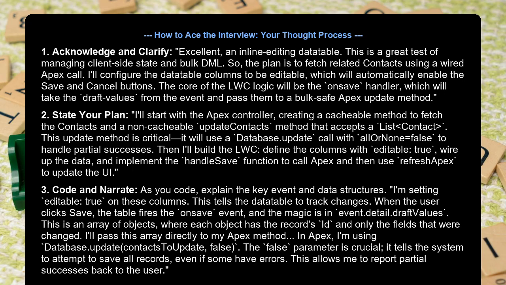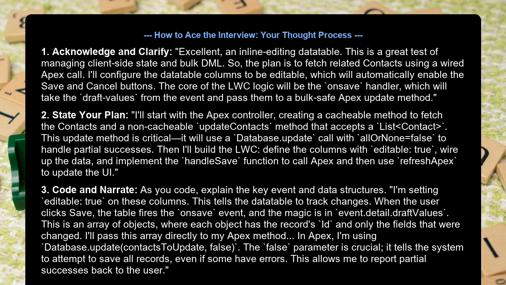2. State your plan. I will start with the Apex controller, creating a cacheable method to fetch the contacts and a non-cacheable updateContacts method that accepts a list of Contacts. This update method is critical. It will use a Database.update call with allOrNone equals false to handle partial successes. Then I will build the LWC, define the columns with editable: true, wire up the data, and implement the handleSave function to call Apex and then use refreshApex to update the UI.